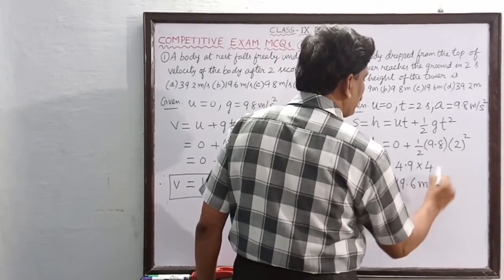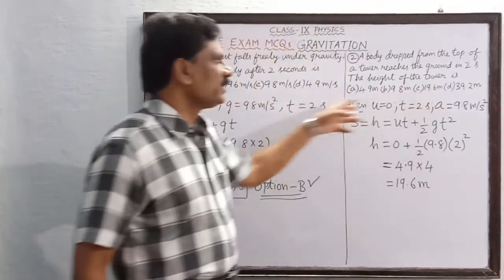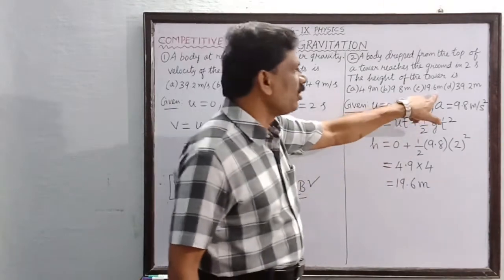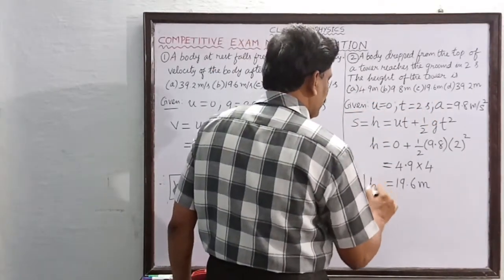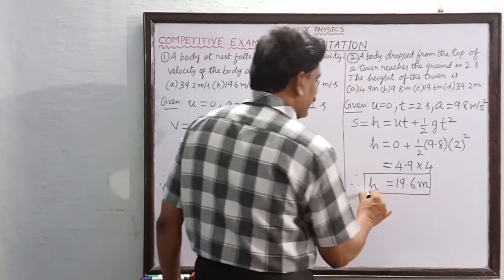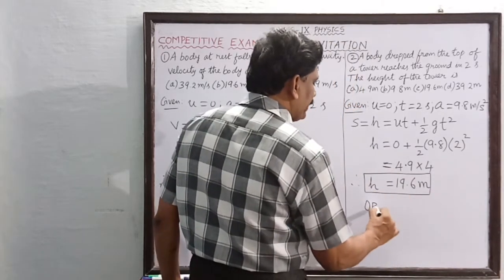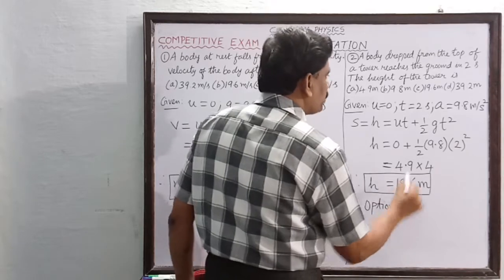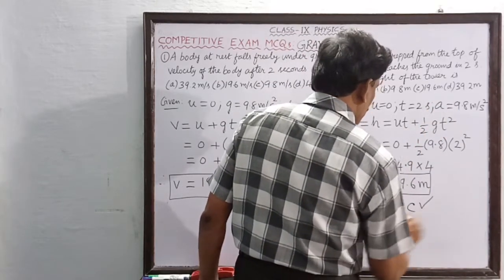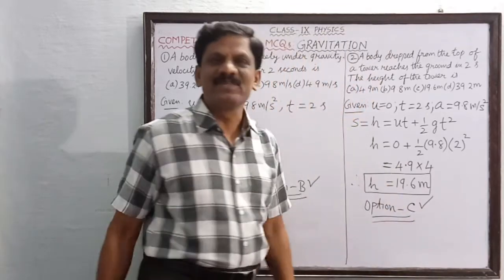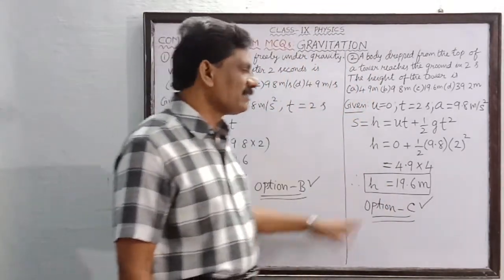19.6 meter. You look at the options. Which of the options will be correct here is option C. Okay students, therefore the height of the tower h is equal to 19.6 meter. And hence which option is correct now? Option C is correct. Have you understood like this? Okay, we will solve some more problems.